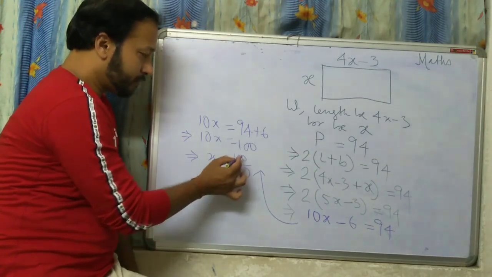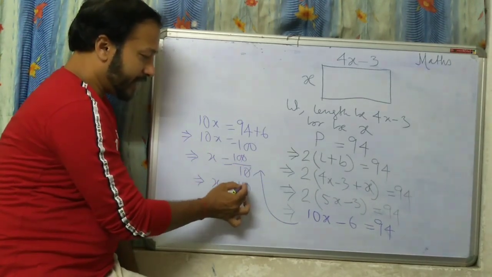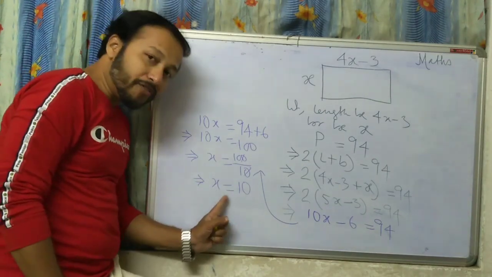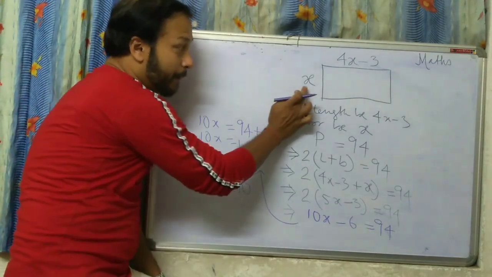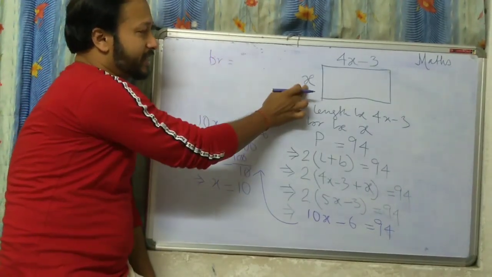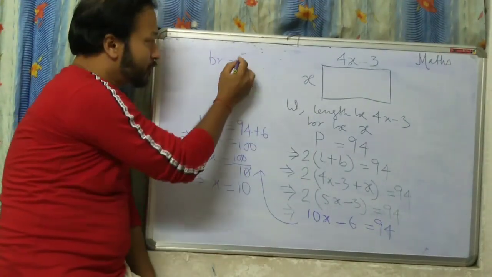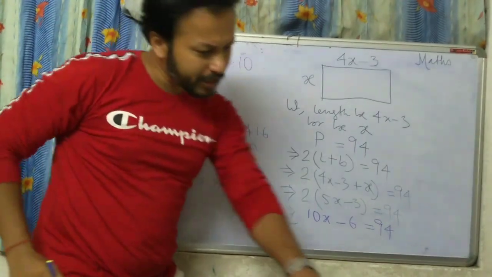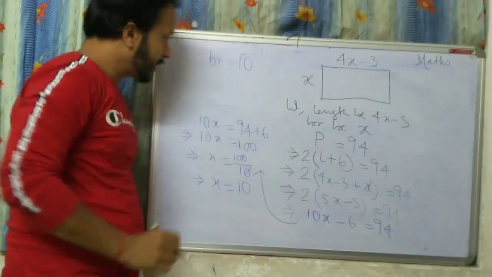X equal to, that is 10. So the value of x is 10. That means the breadth is 10. So what is the breadth? X. X means 10. So it is 10. Meter or centimeter? Yeah, meter.